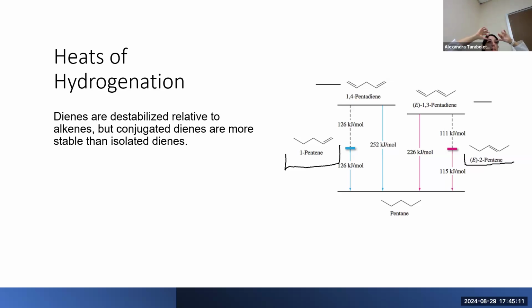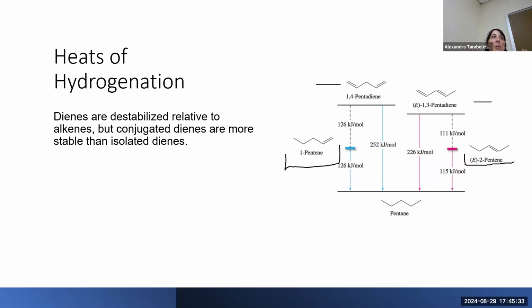But if I'm comparing diene to diene, notice one of them is just a little bit more stable than the other. Which one is that? The conjugated one.